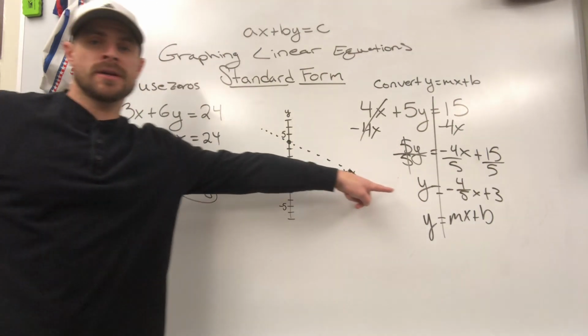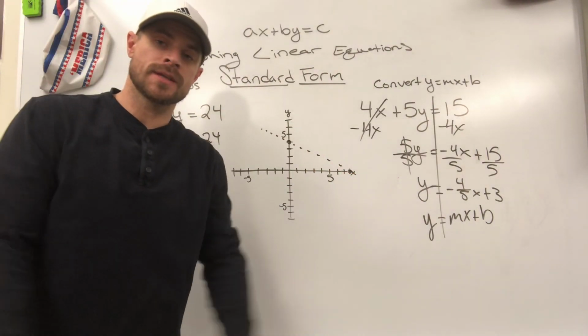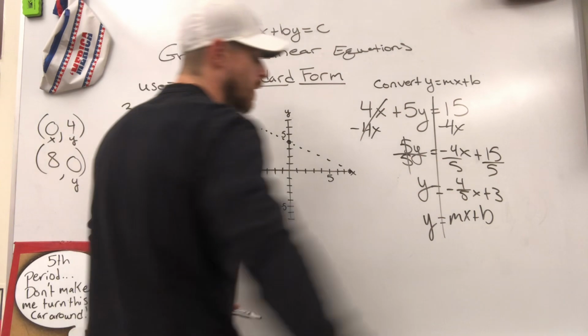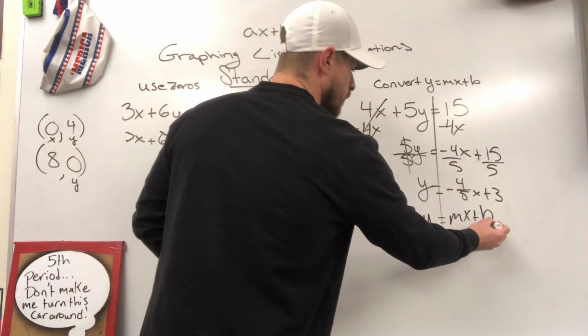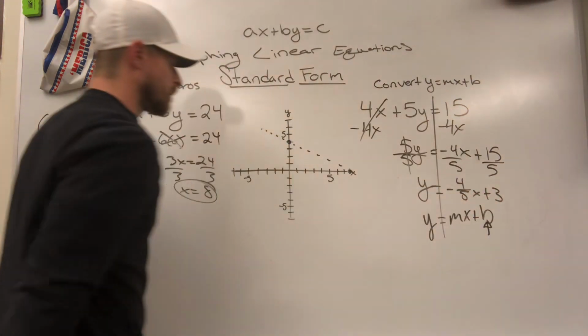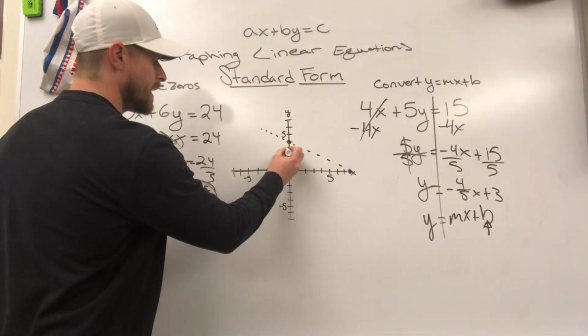This is written in slope-intercept form. Graphing from slope-intercept form, all we need to do is mark the y-intercept. That's the b. So mark whatever number is by itself at the end. So let's put 3 on the y-axis.